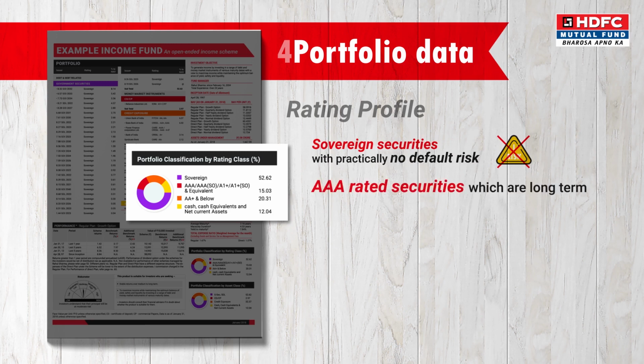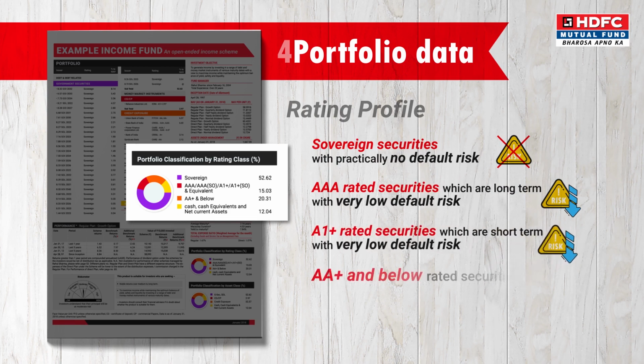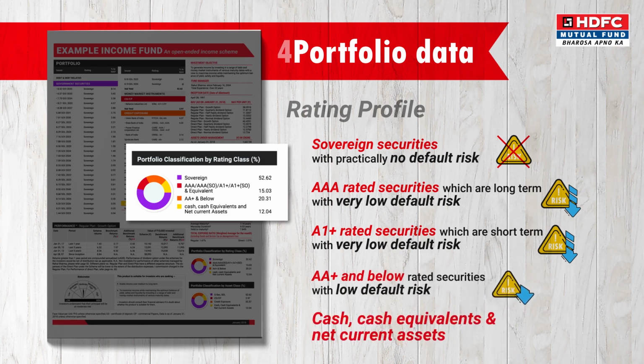AAA rated securities, which are long-term securities with highest degree of creditworthiness and very low default risk. A1 plus rated securities, which are short-term securities with highest degree of creditworthiness and very low default risk. AA plus and below rated securities with high degree of creditworthiness and low default risk. And cash, cash equivalents, and net current assets.